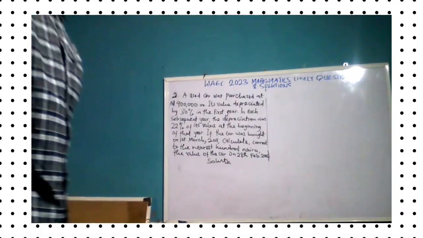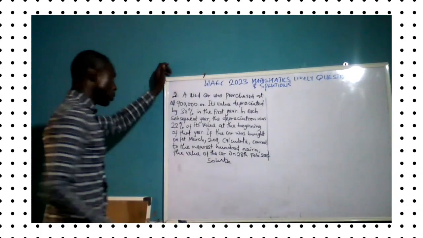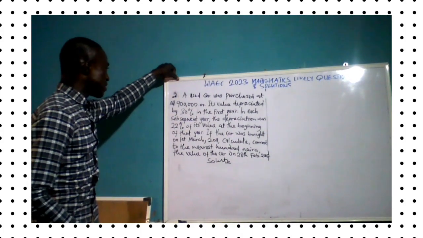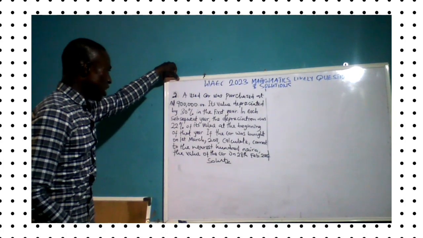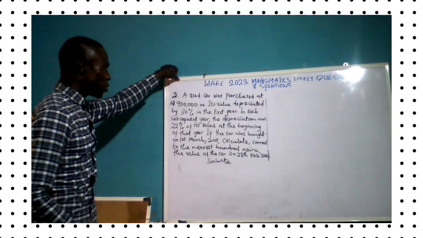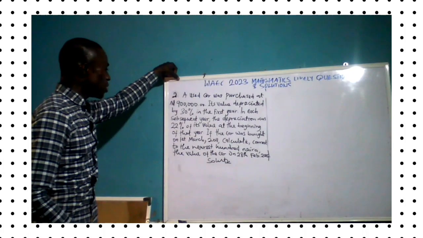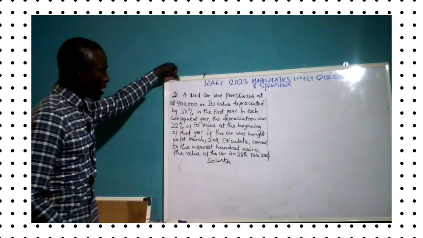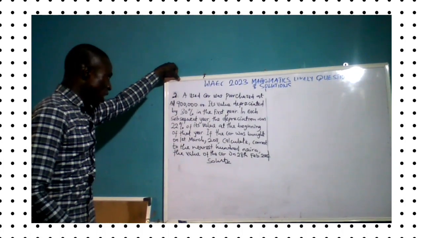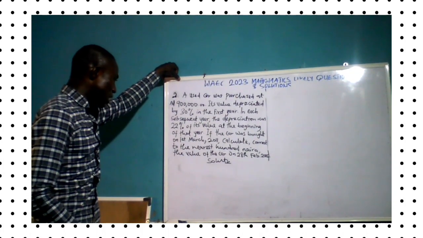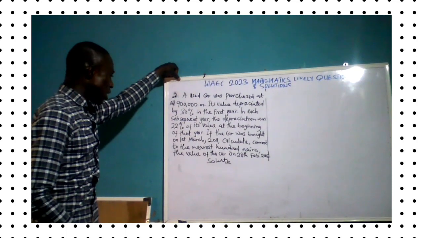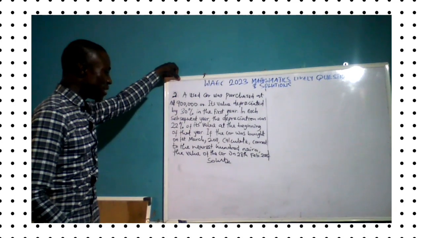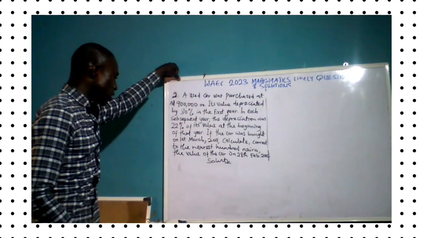Okay. Now let's take question number 2. It's stated as follows. A used car was purchased at 900,000 naira. Its value depreciated by 30% in the first year. In each subsequent year, the depreciation was 22% of its value at the beginning of that year. If the car was bought on 1st March 2011, calculate, correct to the nearest 100 naira, the value of the car on 28th February 2015.